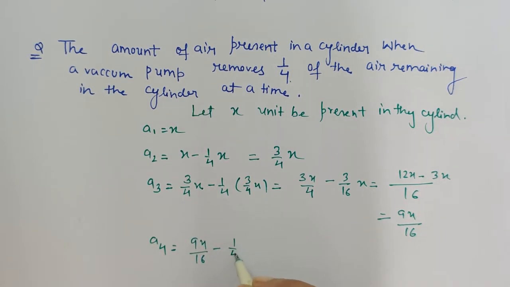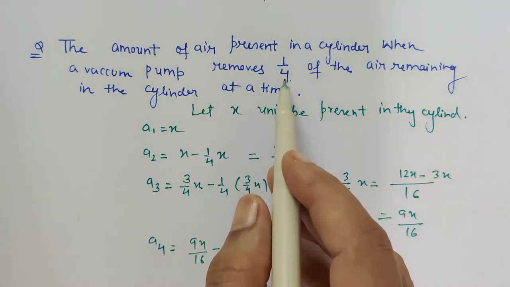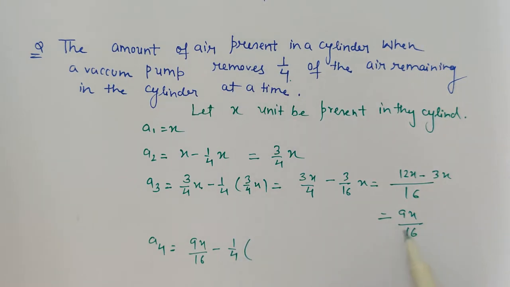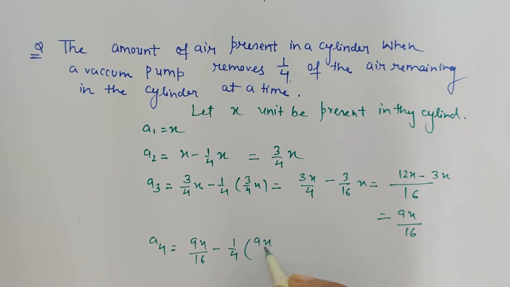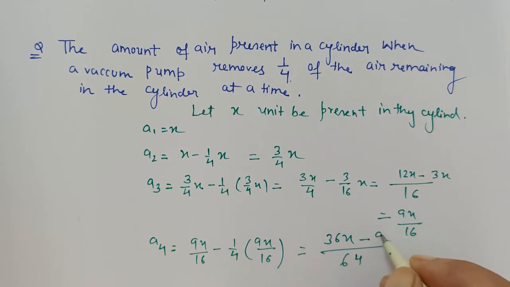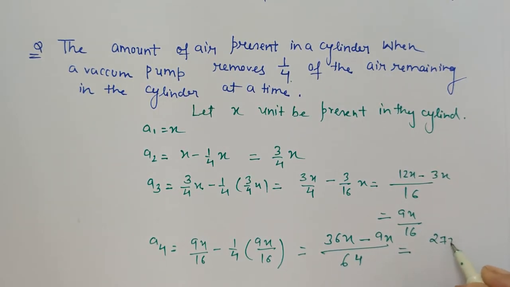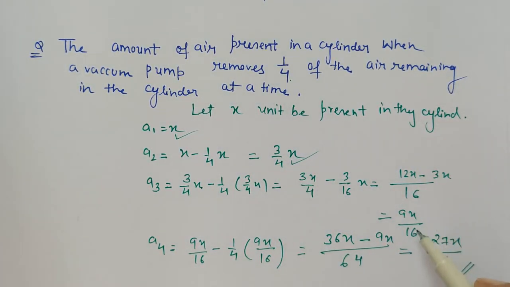Then again, A4, if we want to calculate, it will be 9x/16 minus 1/4 times 9x/16, because 1/4 of the air remaining will be removed from whatever it was having at that time. So again, let's find the LCM. It will be 36x minus 9x over 64. Now let's subtract it, and how much do we get? 27x/64. So these are the successive terms of the sequence.